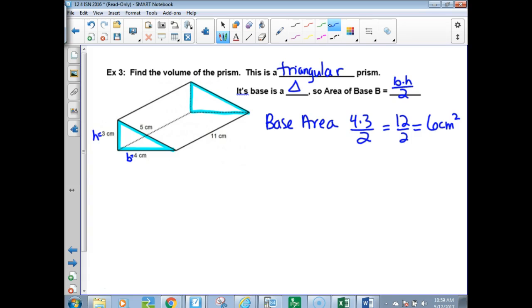Now that we have that, we'll find our volume. Now, between the bases is the length of 11. That would be the height of the prism. So for the formula, volume equals the area of our base, 6, times the 11 height of the prism, or the length or distance between the bases. And that gives us 66 cubic centimeters. And here you can see it again, another way to look at it. 6 square centimeters times 11 centimeters. That's where I'm getting the cubic centimeters. Centimeters squared times centimeters would be centimeters cubed.